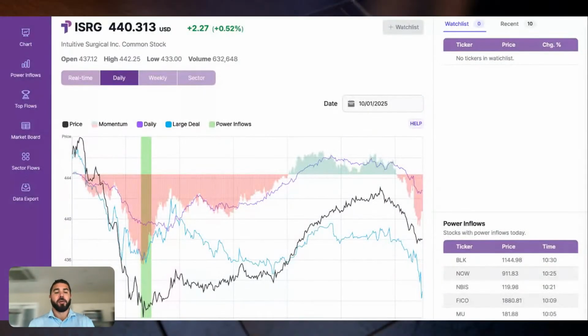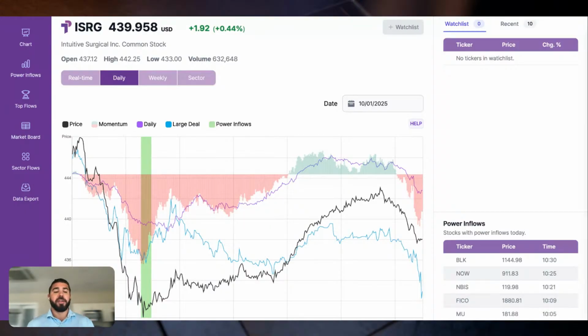So we'll pull up an example here. We'll go through a stock from yesterday, show you how the data presented itself and how the stock reacted to it, just to further illustrate how you can utilize our platform to see these types of reversals in real time. What you're looking at here is symbol ISRG, Intuitive Surgical.